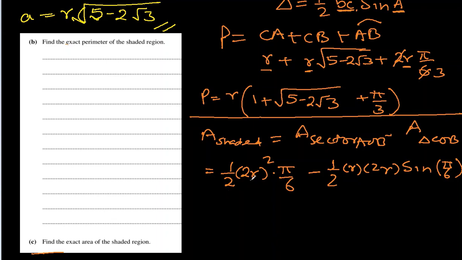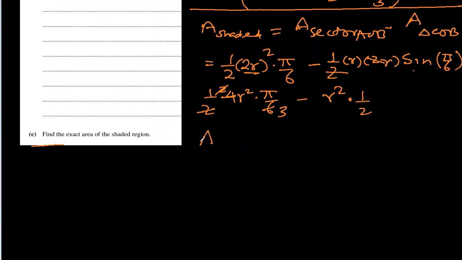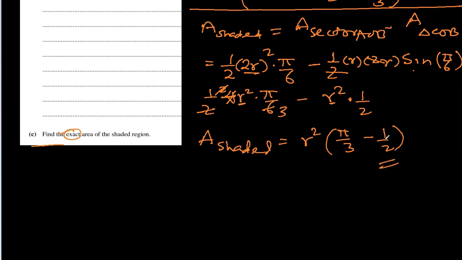Let's open this bracket also. So half 4r squared times pi by 6. This 2 will cancel with 4 and this 2 will cancel with 6, minus, this 2 can cancel with this 2, so we are left with only r squared, and sine pi by 6 is half. Now we can write the area of the shaded part. We have r squared common, so let's take r squared out, and we are left with pi over 3 minus half. That is the shaded area, and we have to find the exact area again, so there's no need to convert it to a decimal. This is your answer.